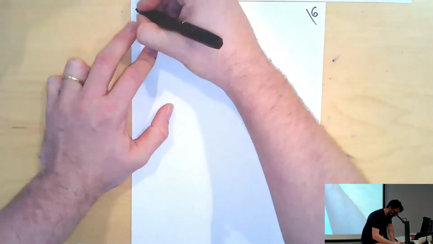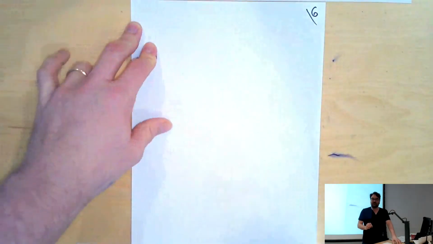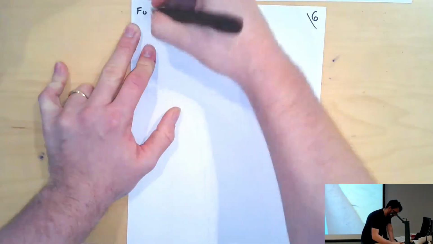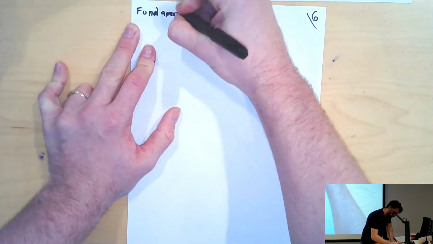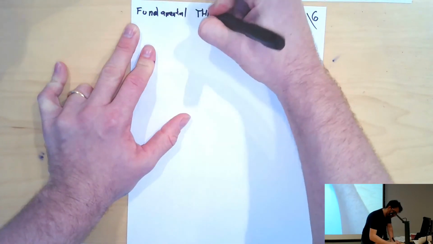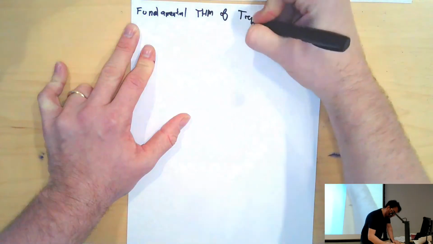So that was 2007. It's 13 years later. And we now have what I like to call, so for classical Chabauty, before we use the fundamental theorem of calculus, here we will use what I call the fundamental theorem of tropical geometry.